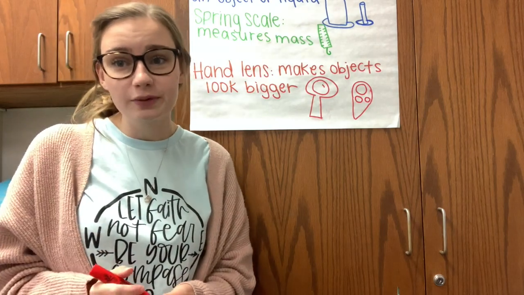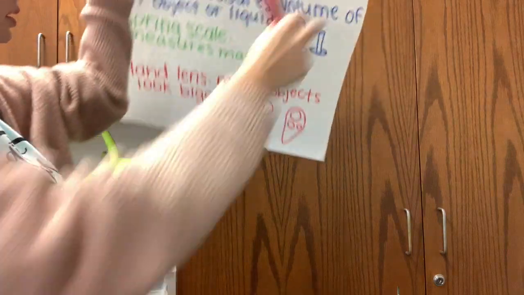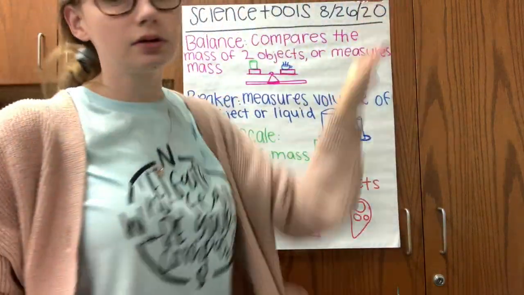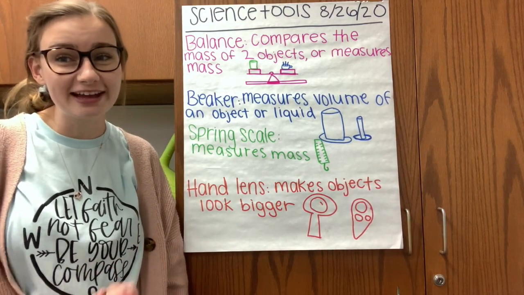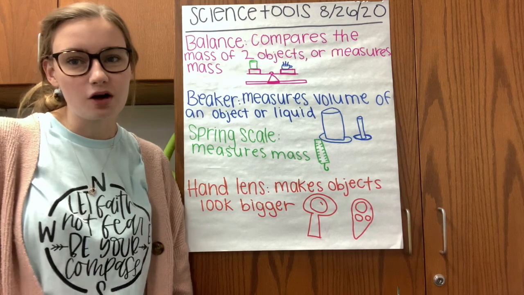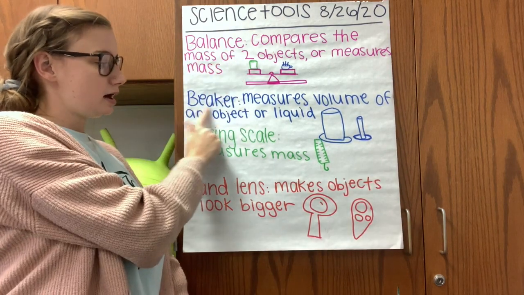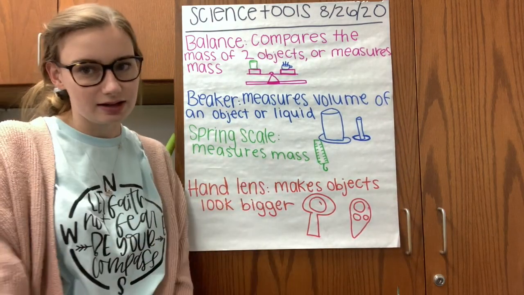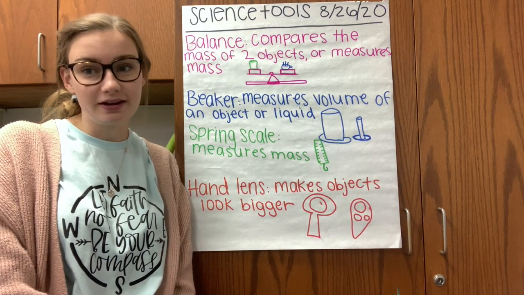Okay, before you end this video, make sure that you have all 4 tools written down, okay? Pause the video right here if you don't have them all written down. We have a balance, a beaker, a spring scale, and a hand lens, okay? All of these should be written in your science journal.